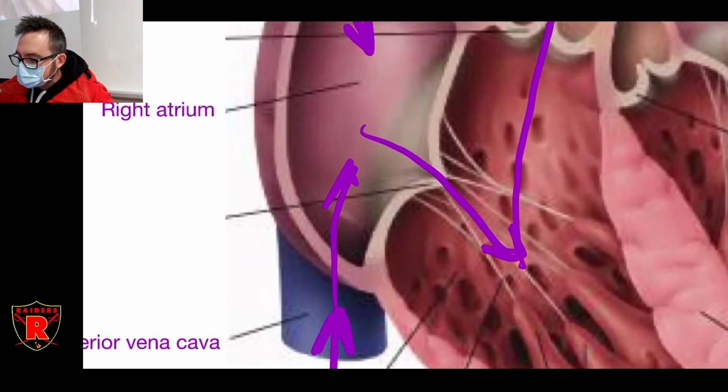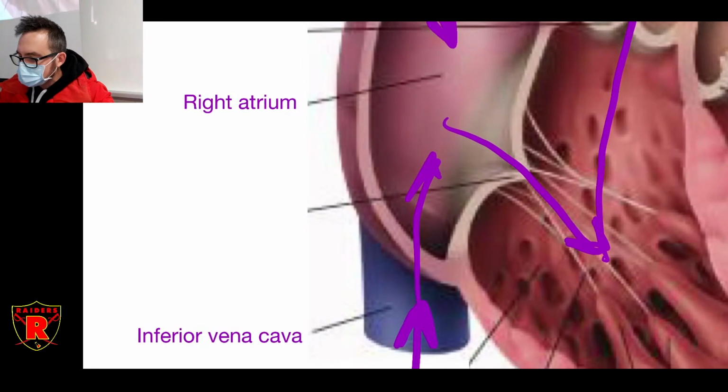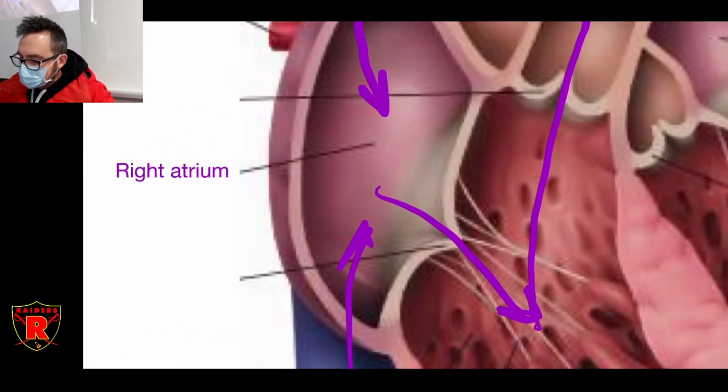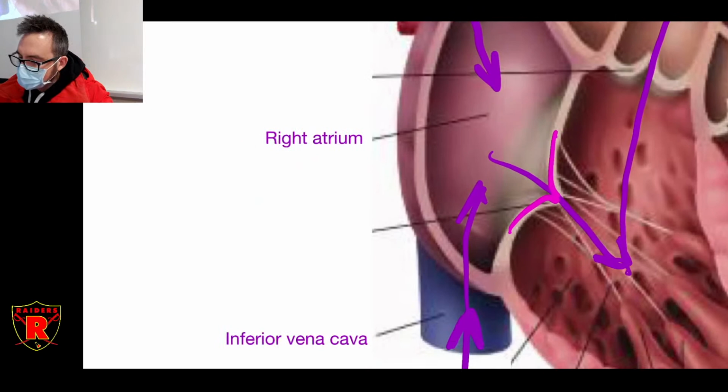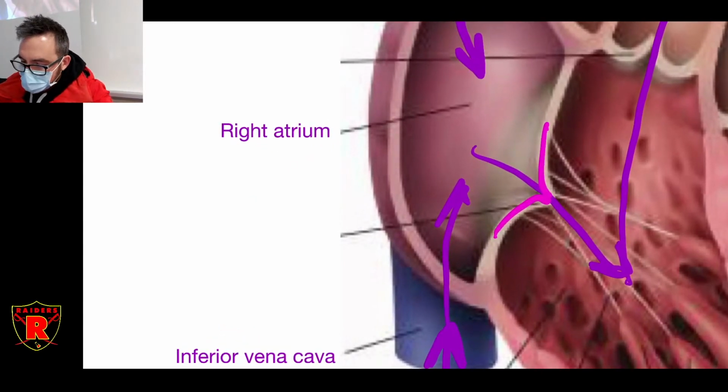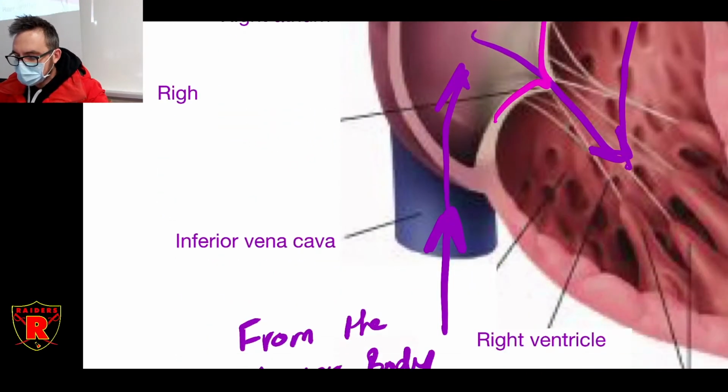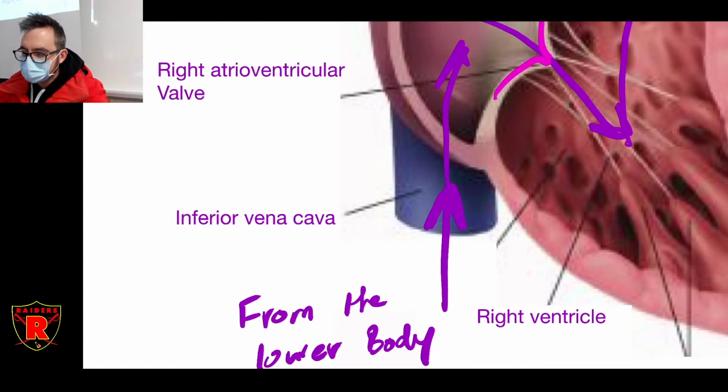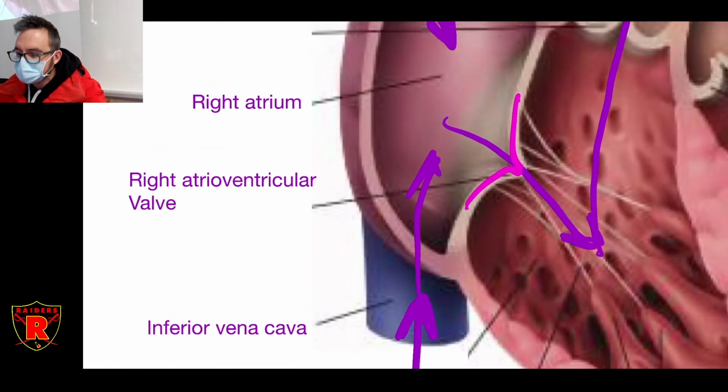So I'm gonna simplify this a little bit. You don't need to know the names of the left and right ones specifically. They do have different names. But this valve right here, this valve that prevents backflow into the atrium, this is the right AV valve, or atrioventricular valve. Atrioventricular, there we go. So it's between the atrium and the ventricle, so it's an atrioventricular valve.